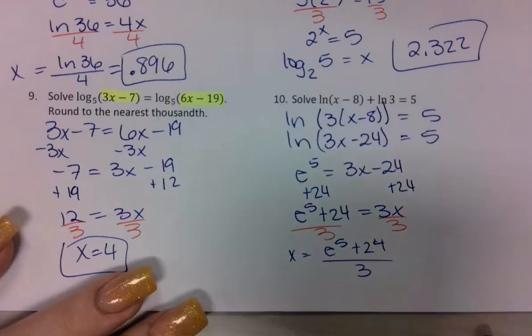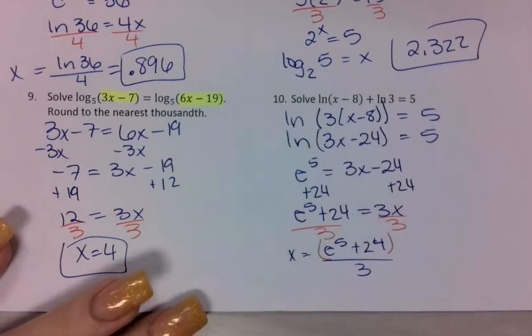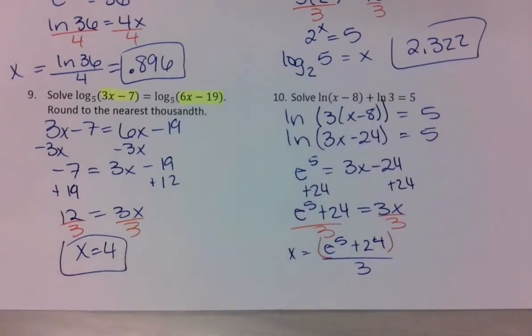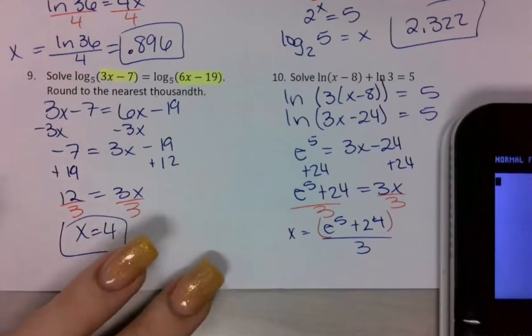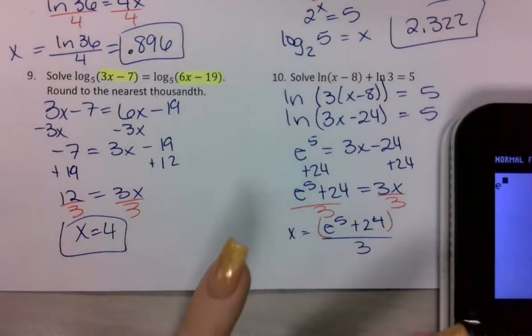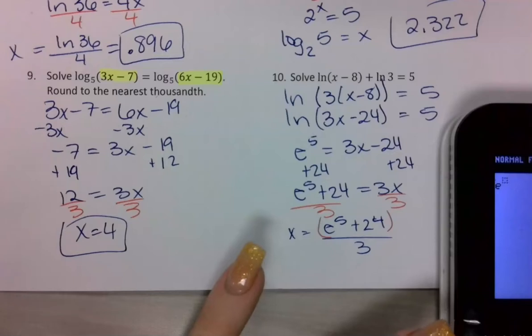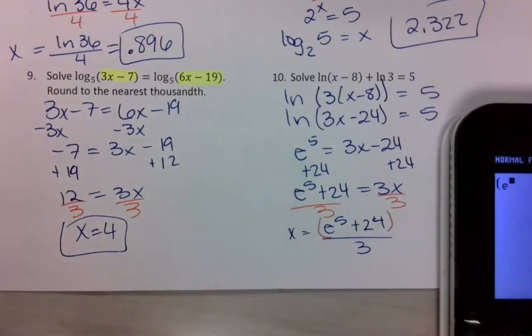When I go to type this in the calculator, I want to make sure my numerator is in parentheses, because otherwise it will just divide the 24 by 3 and not the e to the 5th. So I'm going to type this in. I have e to, oops, I did not start off with my parentheses. I'm going to go e to the 5th plus 24, close my parentheses, and divide by 3. This gets me 57.471.